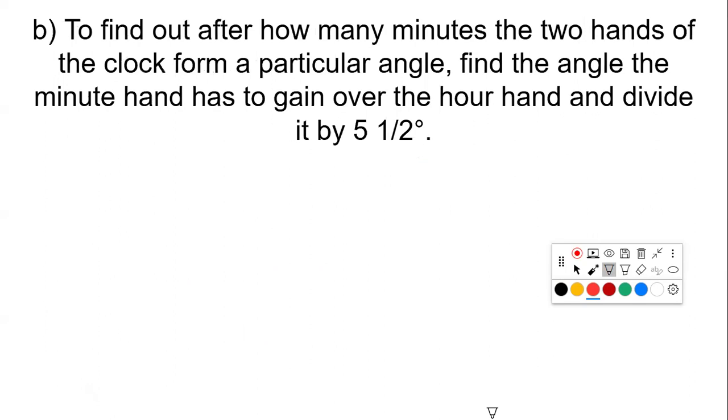We'll do some questions. Similarly here, we will use the 60 by 55 concept, or the 12 by 11 concept. To find out in how many minutes the two hands form a particular angle, find the angle the minute hand has to gain over the hour hand and divide by 5.5 degrees. This way we can do it, or we can apply 12 by 11, 60 by 55.